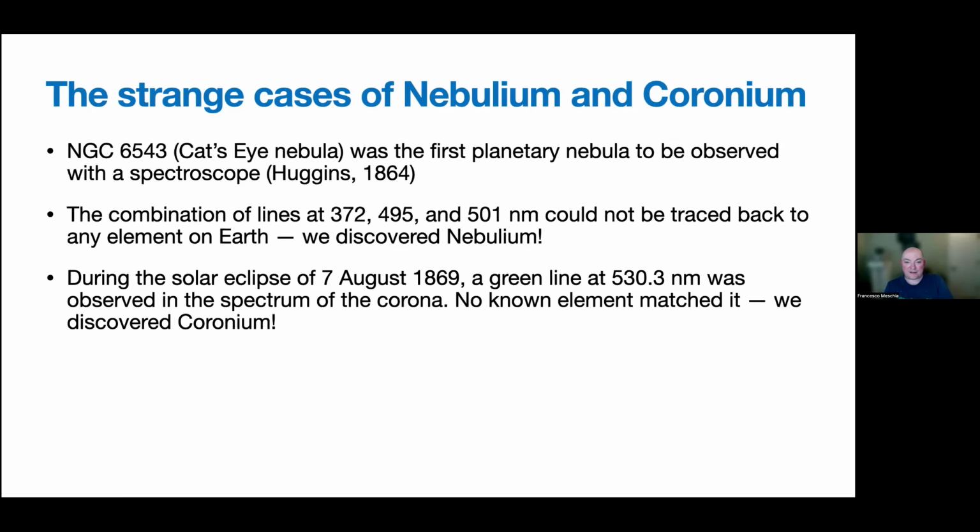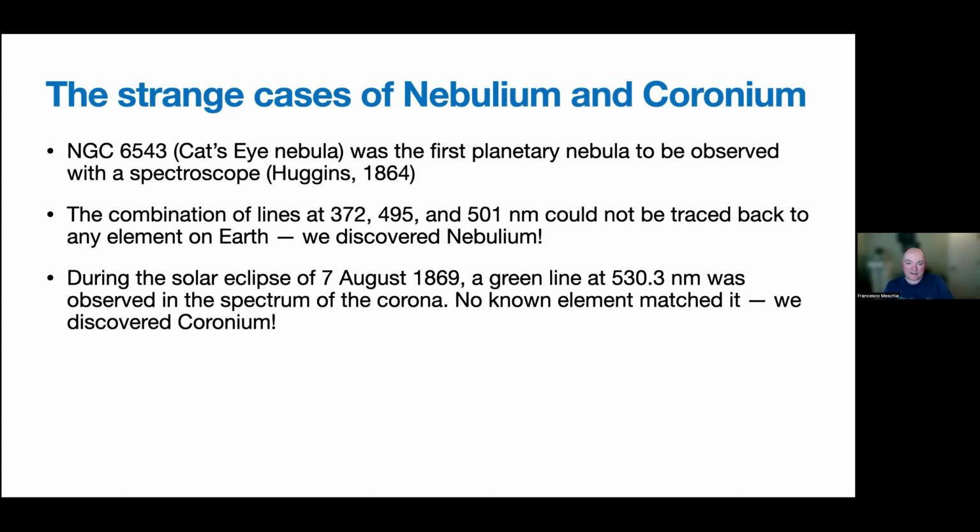And 5 years later, in 1869, there was a solar eclipse on August the 7th. Two different teams of astronomers took a spectrum of the corona. And they found a green line at 530.3 nanometers that again could not be associated with any element known on Earth. And so they christened another previously undiscovered chemical element, and they called it coronium.